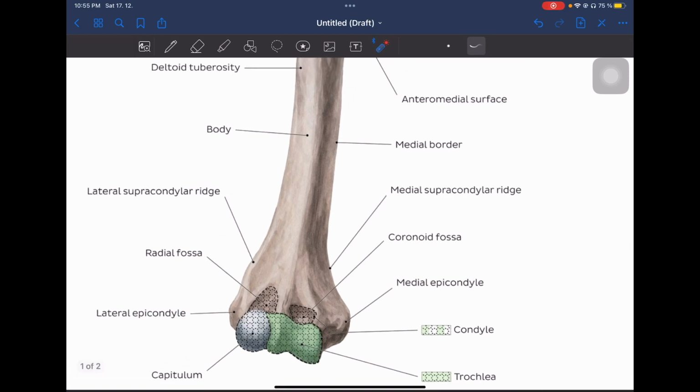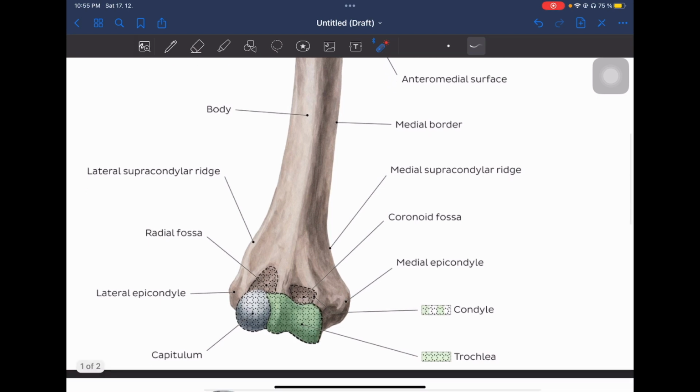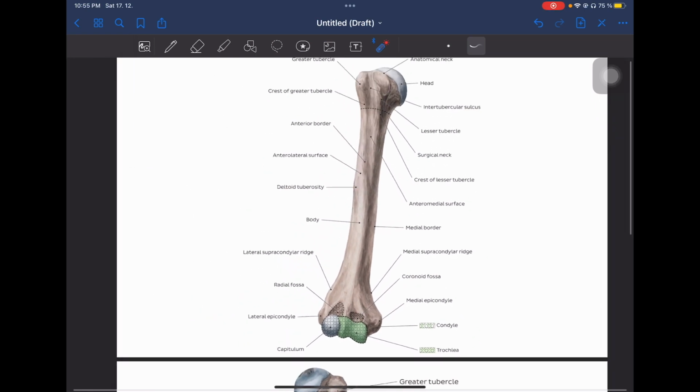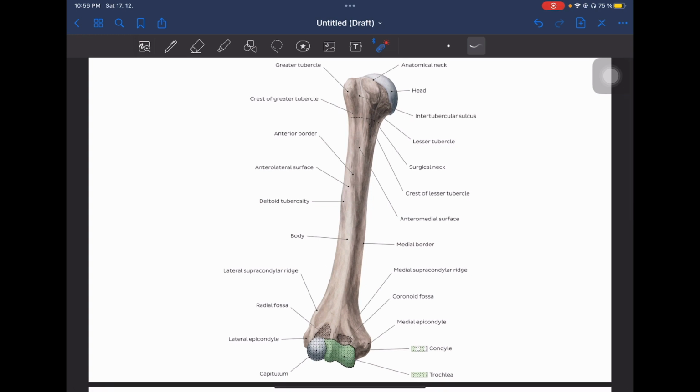Next thing is medial supracondylar ridge. It's here. It's above the epicondyle. Next thing is the lateral supracondylar ridge, because this is lateral, this is medial, so it's lateral supracondylar ridge. It's above the condyle. Above the condyle, we have one fossa, and here is another fossa. This is radial fossa, and this is coronoid fossa. And that's it for the anterior view of humerus.